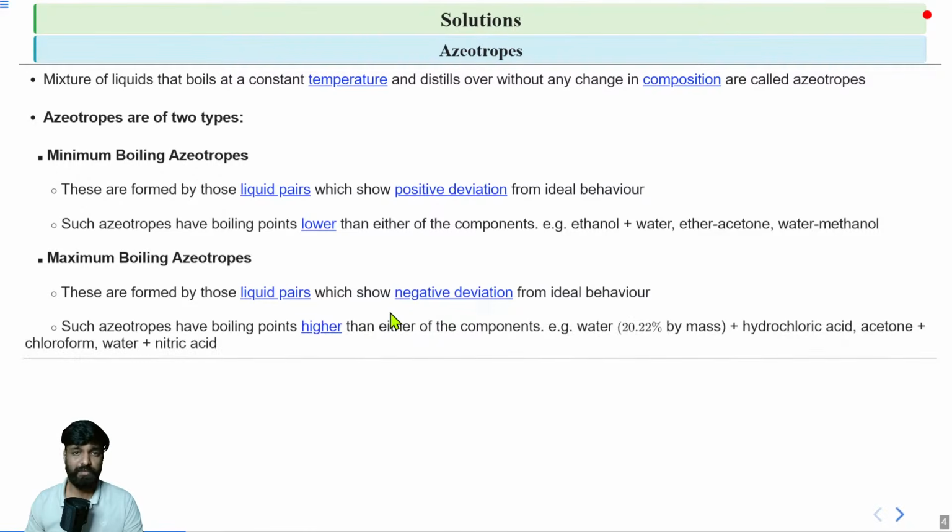What are the examples of maximum boiling azeotropes? We have water plus hydrochloric acid, where the percentage mass of water is taken as 20.22%. Similarly, we have acetone plus chloroform, and we have water plus nitric acid.